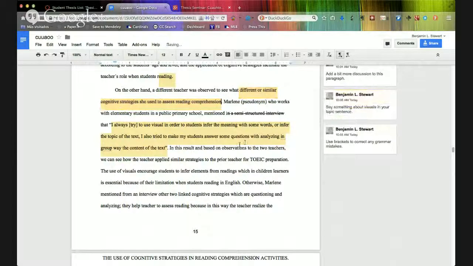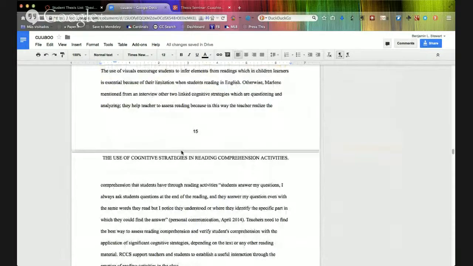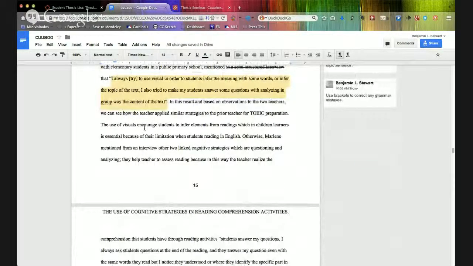But of course, if she uses another different strategy, I can add the information. Well, okay. But she started with visuals here. Yeah, because it's the same topic from the other teacher. The same situation. Okay, it's okay here because you're doing it.